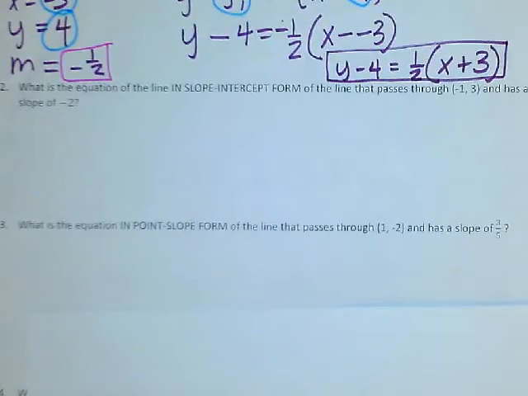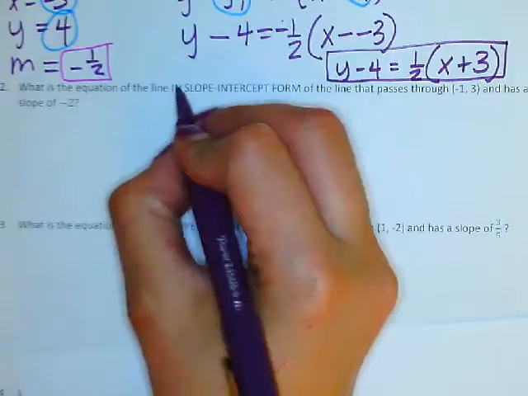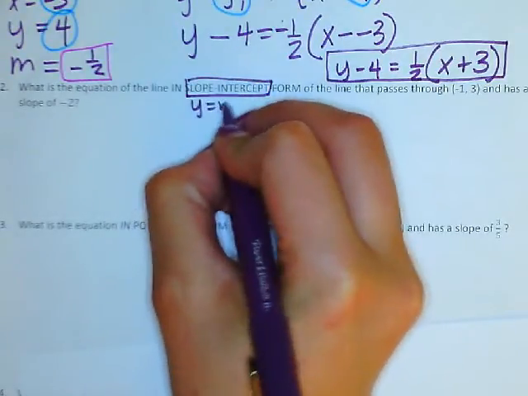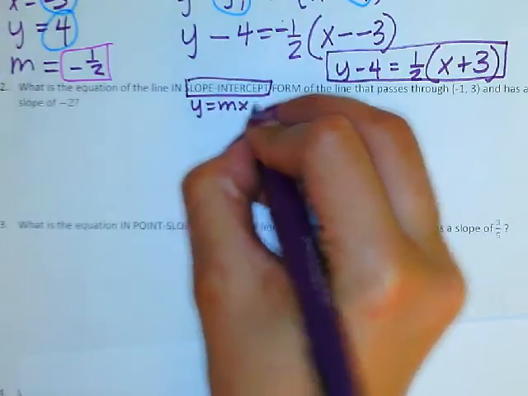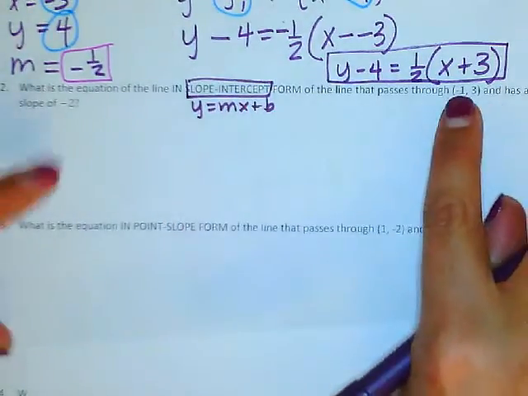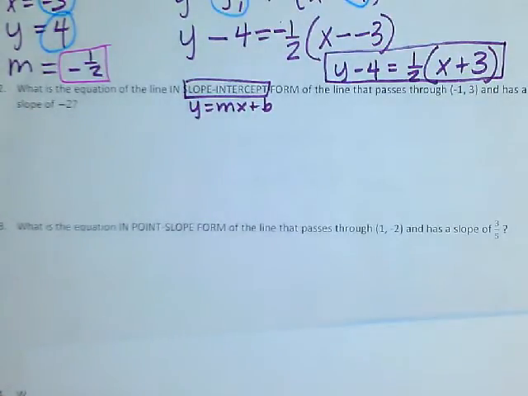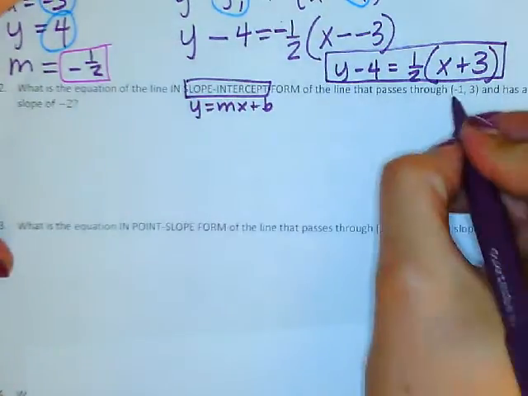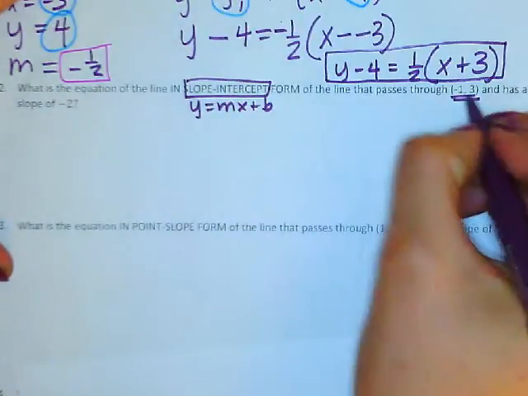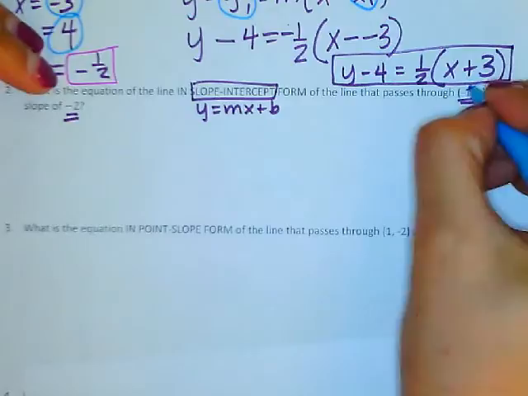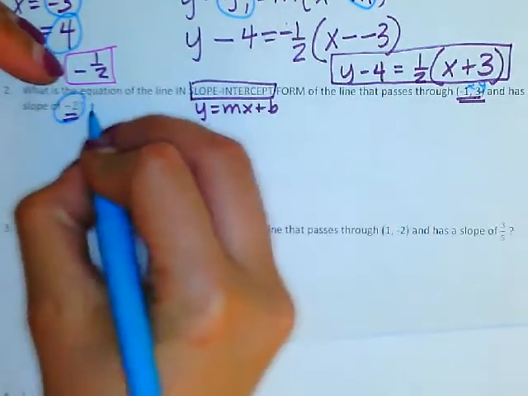Okay, I'm going to go ahead and do number 2 in this video as well. Okay, here it's different. Now I want it in slope-intercept form. Slope-intercept form is y equals mx plus b. And they give me a point and a slope, which means that I have to use point slope to begin with first, because I don't have anything else. I just have a point and a slope. Okay, so I have my x and my y, and I have my m.